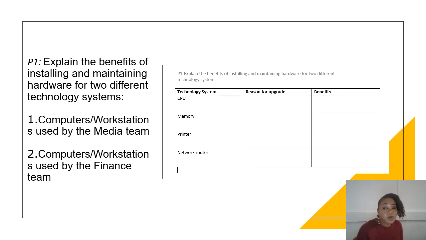The sections I am going to read in this slide are computers or workstations used by the media team, and the other one is computers or workstations used by the finance department. So these are the two teams you will be working with. Essentially, you need to research the different technology systems in terms of the hardware and the software they will need to effectively complete the task they want to complete.